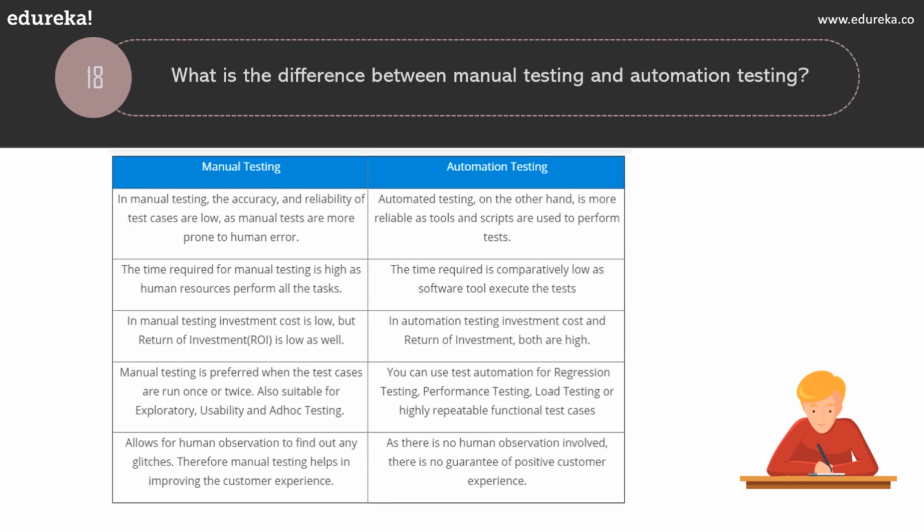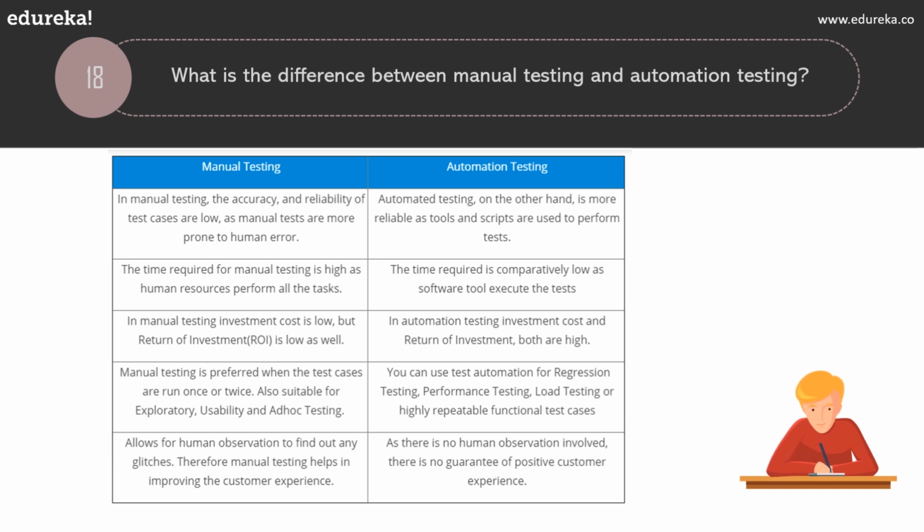You guys all know the basic difference. Manual testing is literally performed by humans or human action, whereas automation testing is performed by humans, but with the assistance of tools, scripts, and other things. That being the main difference, let's go ahead and discuss other differences as well. Manual testing, since it's performed by humans, has low accuracy and reliability of test cases, whereas automation testing, on the other hand, is performed with tools and scripts. The reliability and accuracy is literally high.